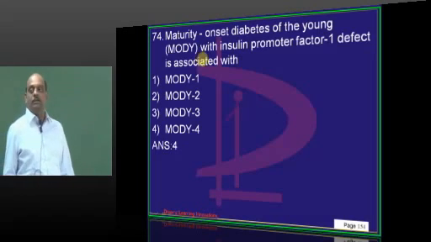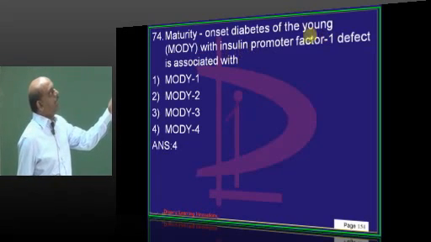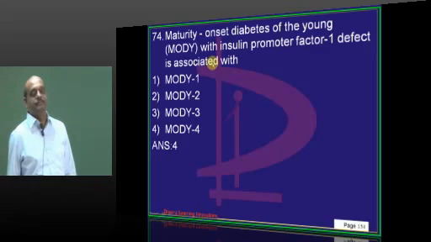MODY, which type has insulin promoter factor 1 defect? It is like asking what is the national flag color, national bird of Argentina. If you know only, you can answer.